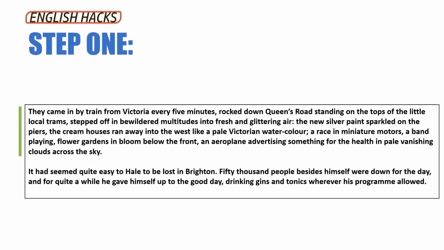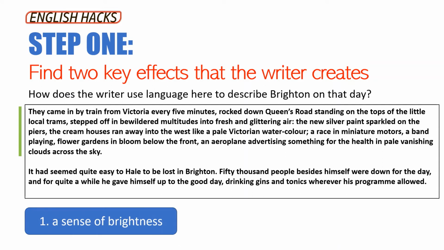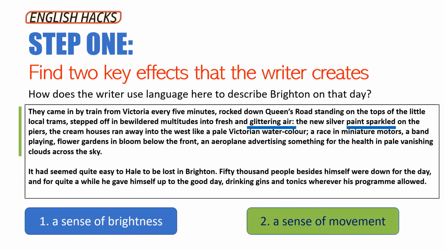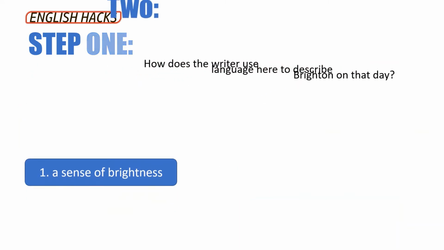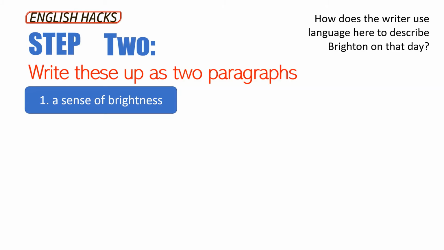We're going to write 2 paragraphs, so the first thing we want to do is to find 2 key effects that the writer creates. Firstly, we notice that the writer creates a sense of brightness. We can see that in the words and phrases underlined in blue. Secondly, the writer creates a sense of movement. We can see this in the areas underlined in green.